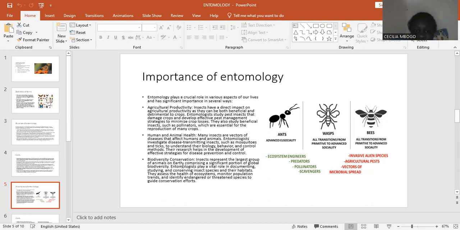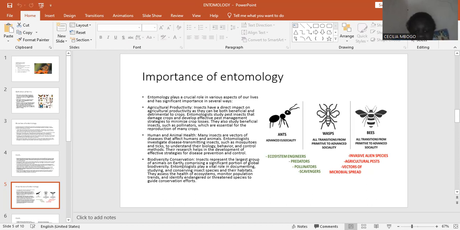So we say entomology plays a crucial role in various aspects of our lives and has significant importance in several ways. The first importance is agricultural productivity. Insects have a direct impact on agricultural productivity as they can be both beneficial and detrimental to crops. So entomologists study pests, insects that damage crops, and develop effective pest management strategies to minimize crop losses. They also study beneficial insects such as pollinators, which are essential for the reproduction of many crops.